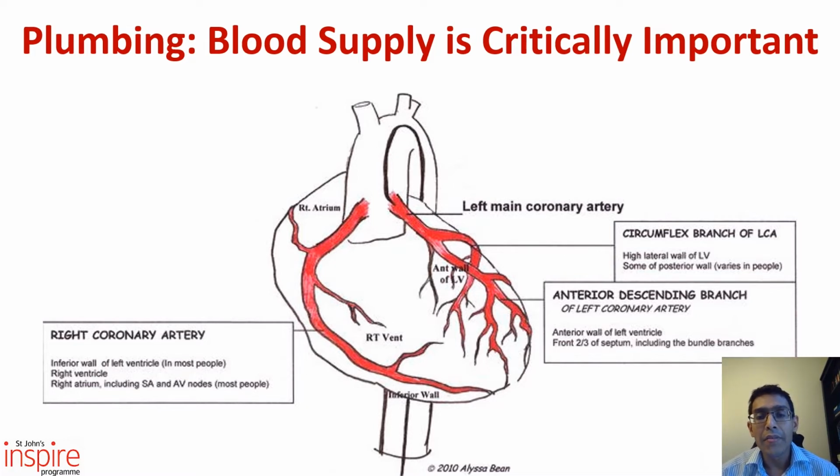This is delivered via the coronary arteries, which are the first branches of the aorta. In normal anatomy, there's a left main coronary artery that divides into the main anterior descending branch down the front of the heart and the circumflex branch that wraps around the side of the heart. The right coronary artery comes off separately and supplies the underneath of the heart in most people, as well as the sinoatrial and atrioventricular nodes.